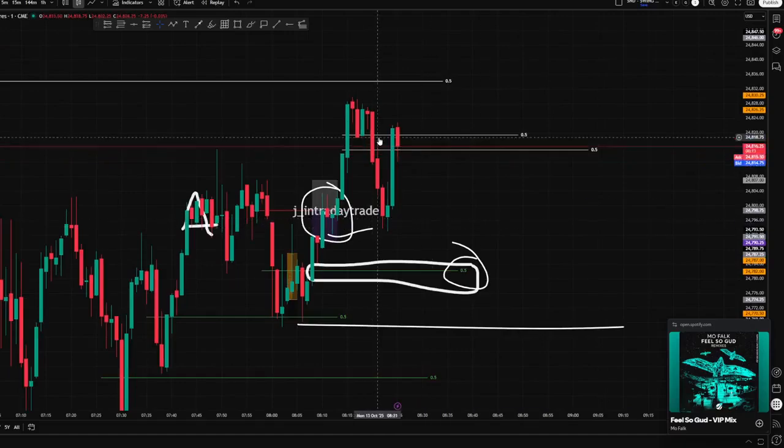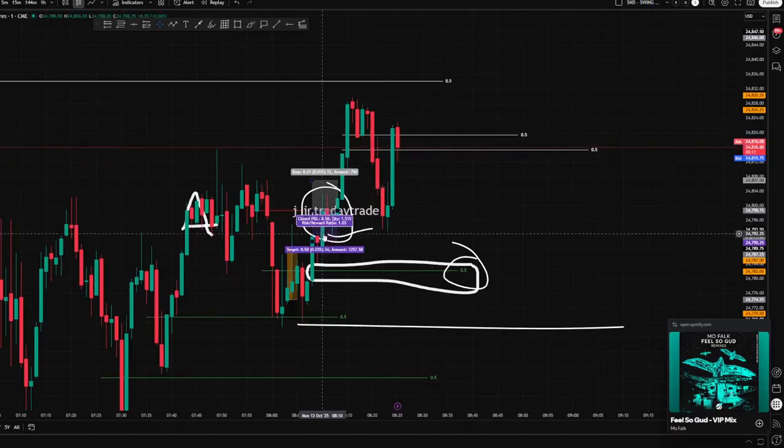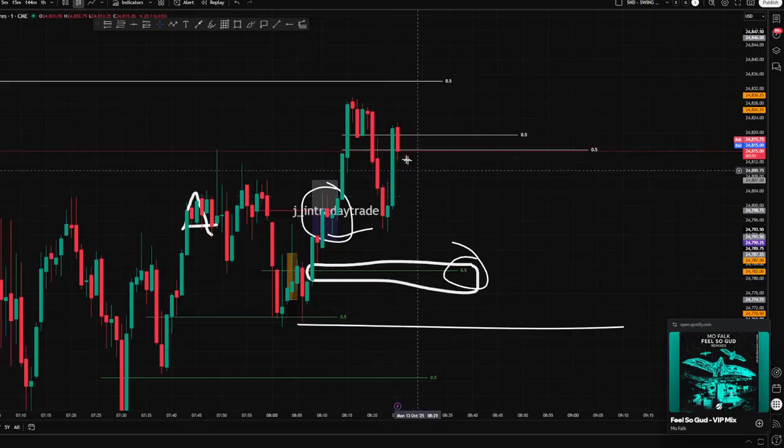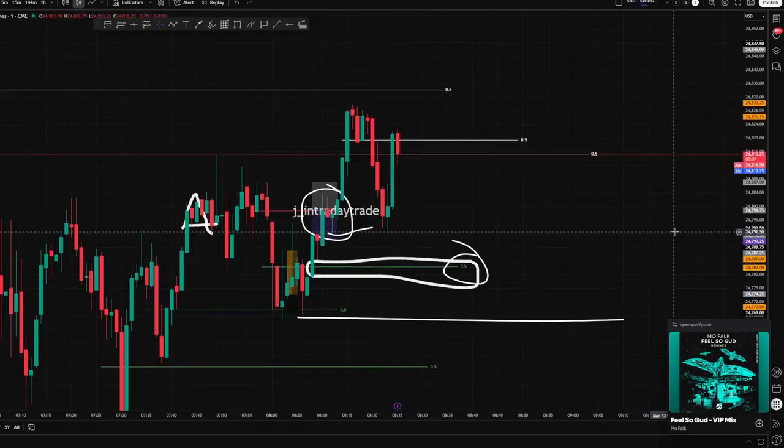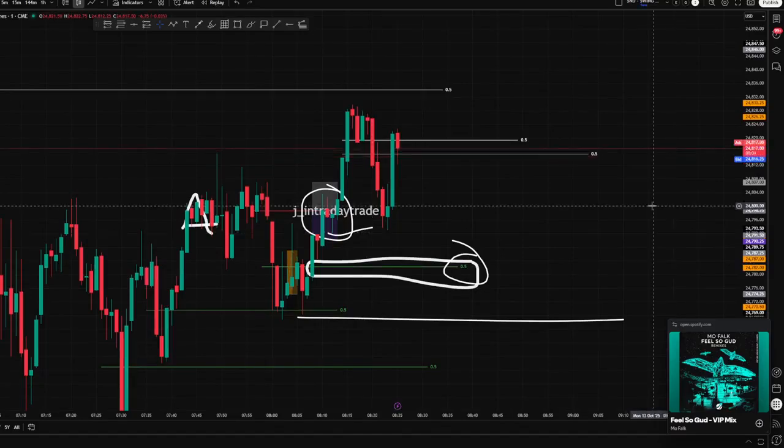Failed 2, but not sweeping that low yet, so it's not necessarily a valid CBC to take us to the upside. So be careful with taking a long here.